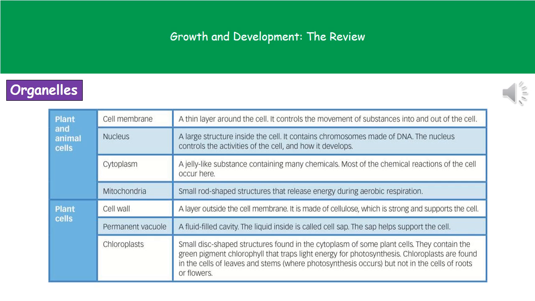We've got obviously 3 new ones there for our plant cells, which is the cell wall, which is basically made of cellulose and is very strong to support the cell. We've got the vacuole, which is filled with the cell sap, and that is all involved in supporting the cell. And then finally the chloroplasts, and these ones are filled with a green pigment called chlorophyll, and they're all to do with trapping light energy so that photosynthesis can occur.